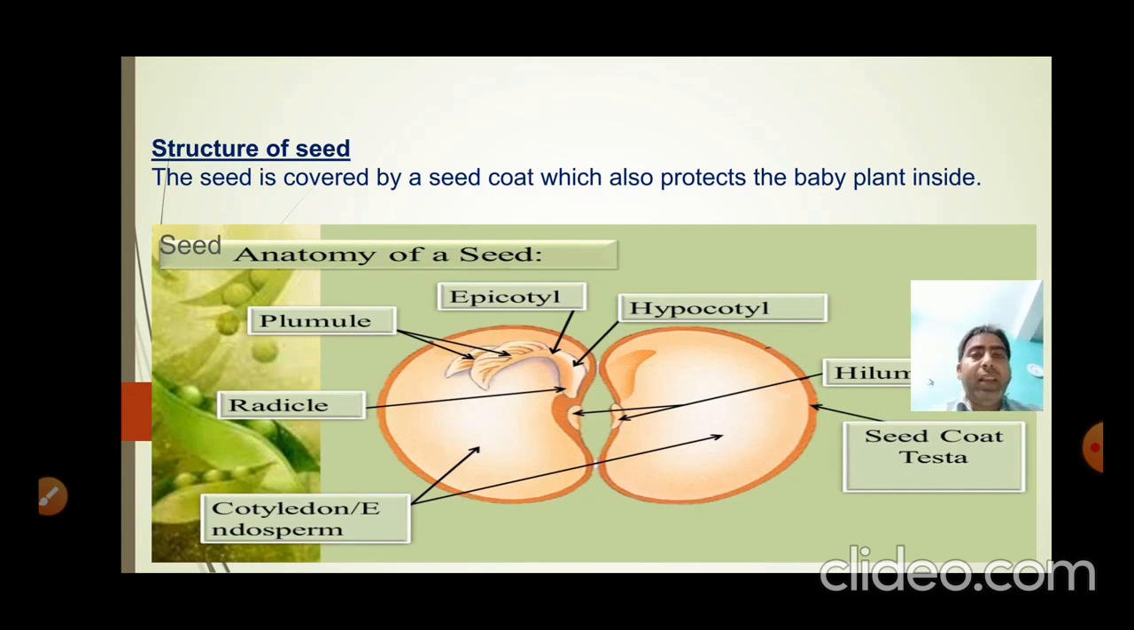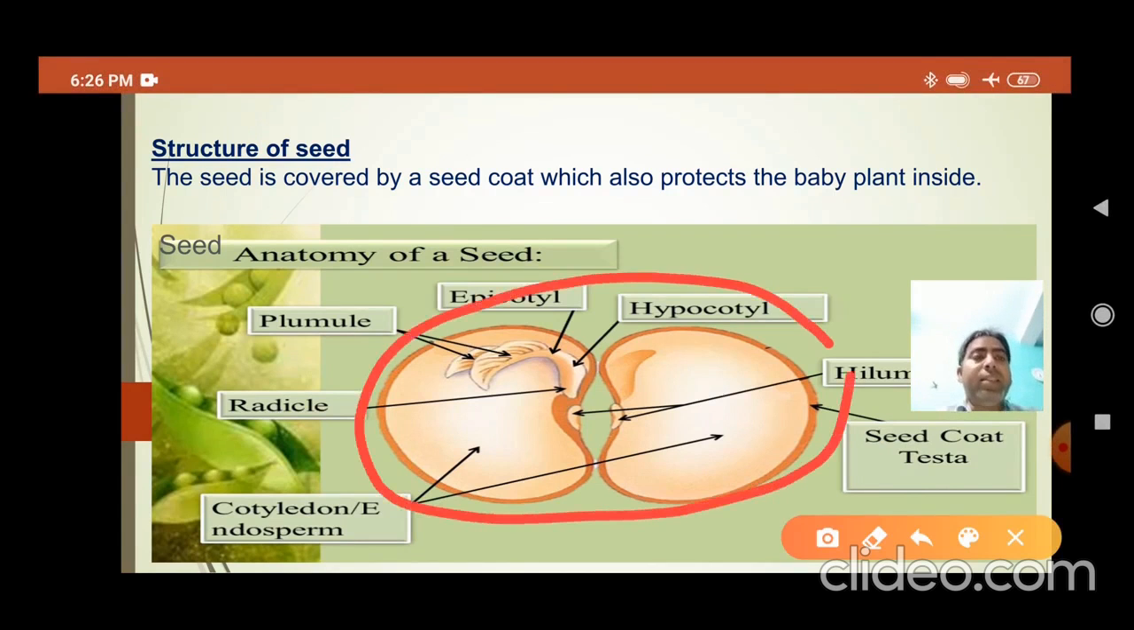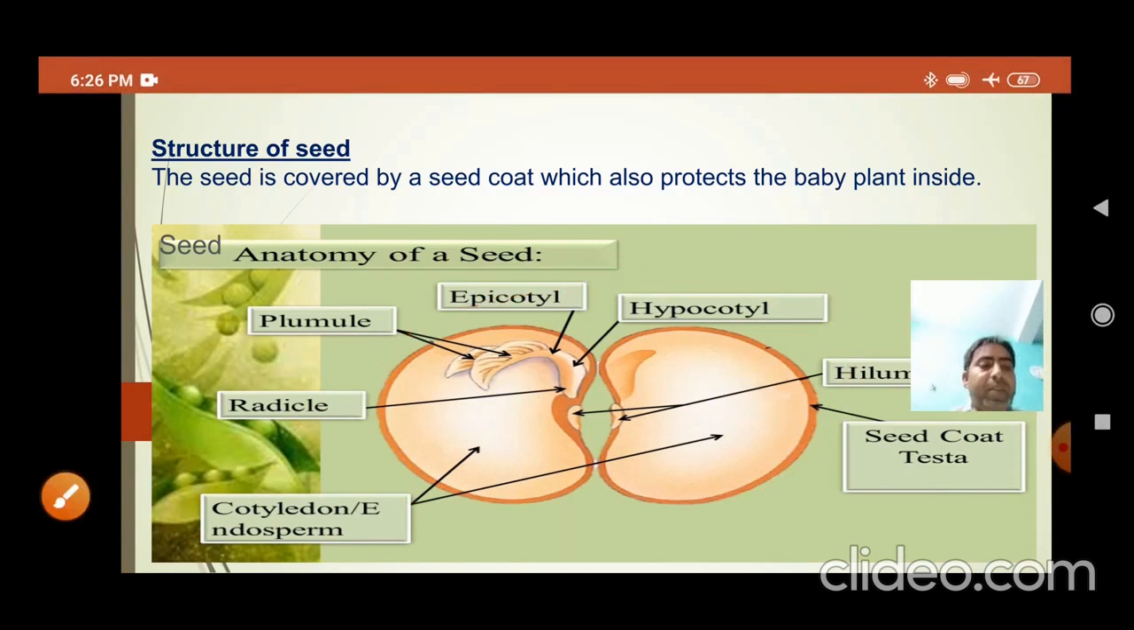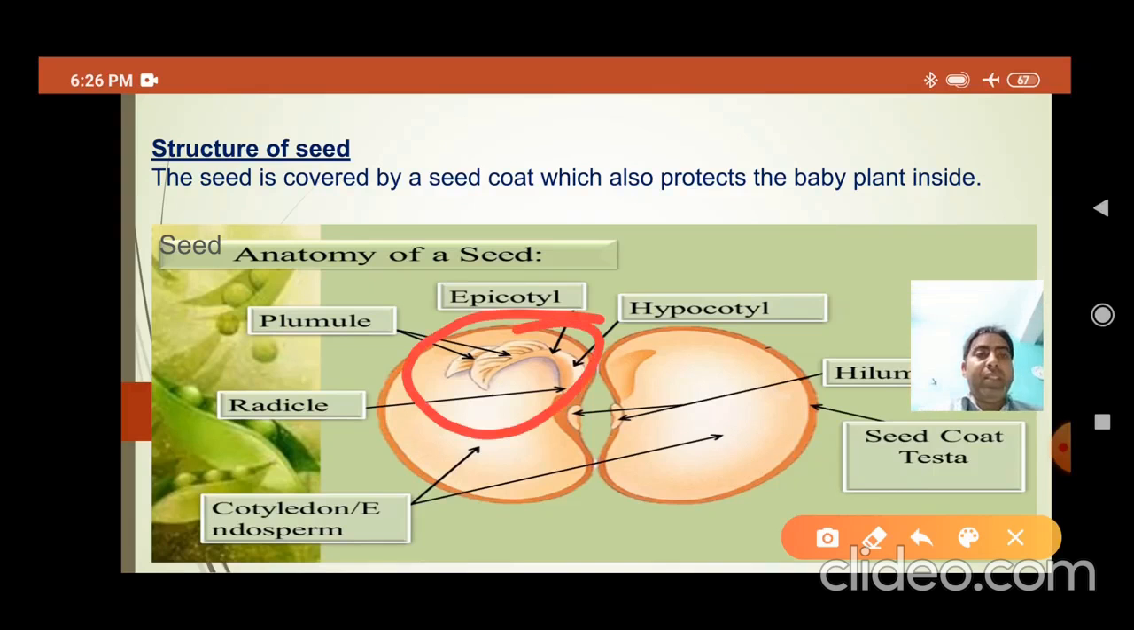Okay, this is the structure of a seed. Now see very carefully that a seed has a baby plant inside, enclosed safely within.